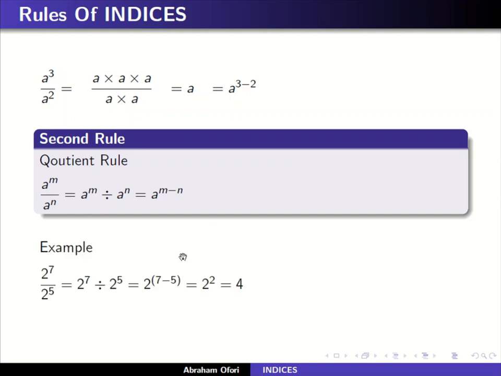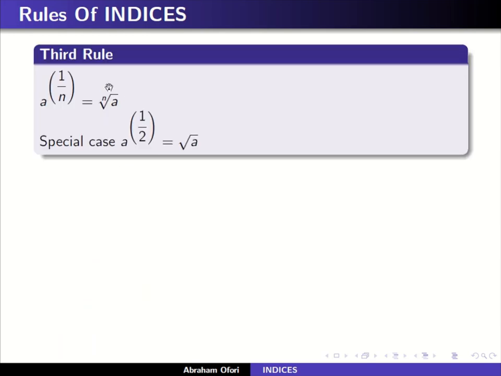Alright, so examples are this. If I have 2 to the power 7 over 2 to the power 5, it's the same as 2 to the power 7 minus 5, which is 2 to the power 2, and that will give me 4. Okay. So what about the third rule?